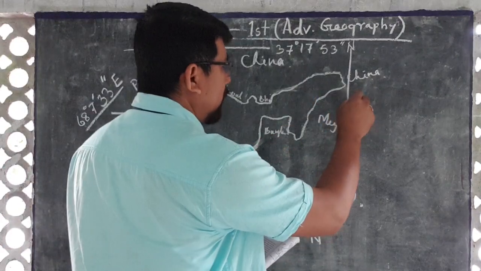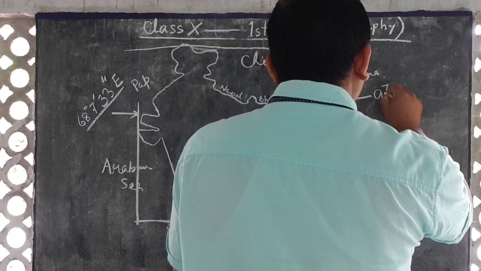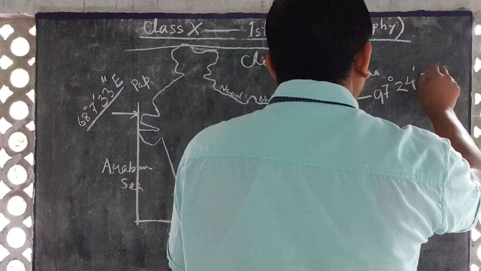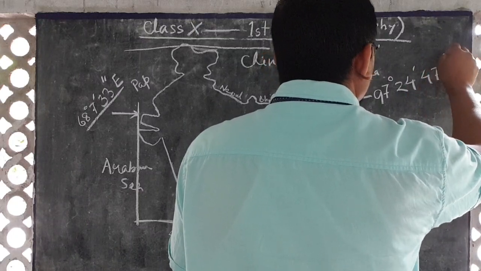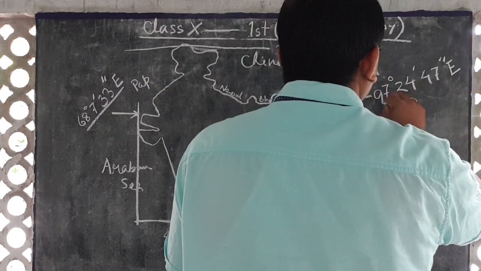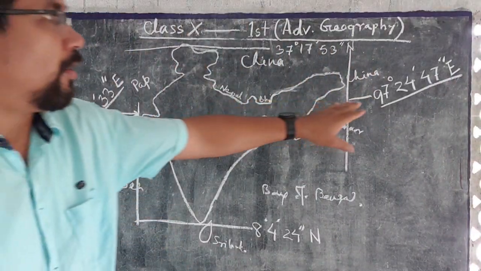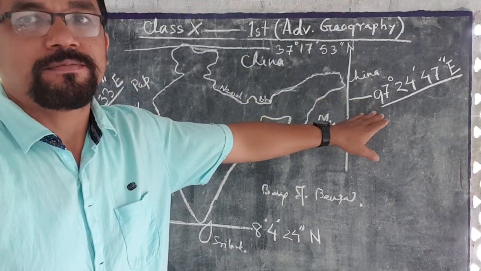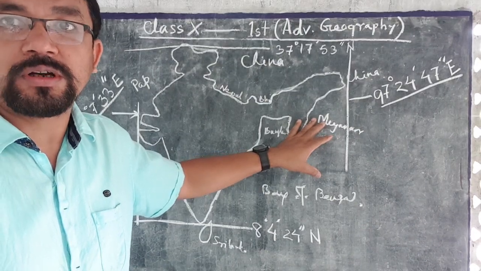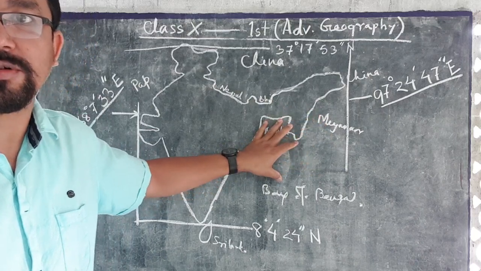Its longitude is 97 degree 24 second 47 minute east longitude. So it is the longitudinal extension of India. It is known as absolute location in geographical language. It is the absolute location.